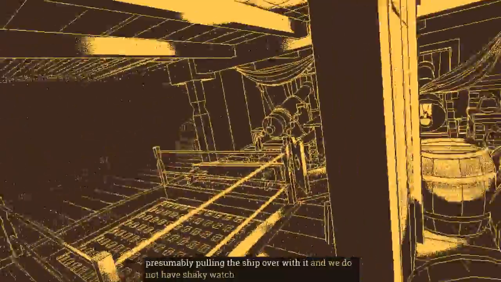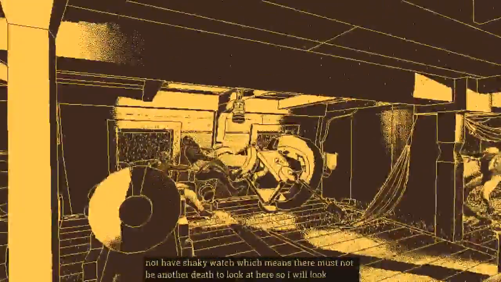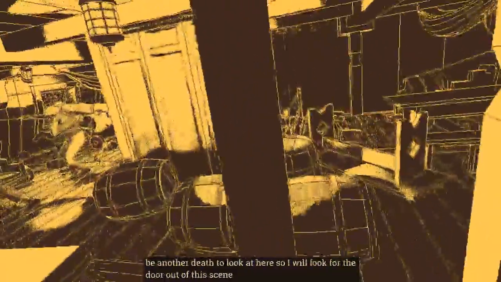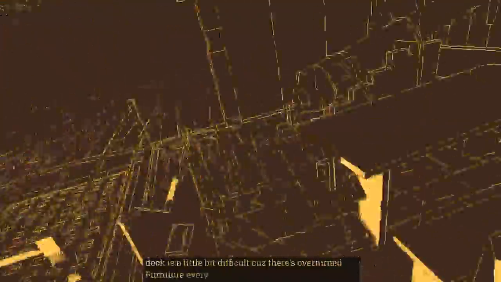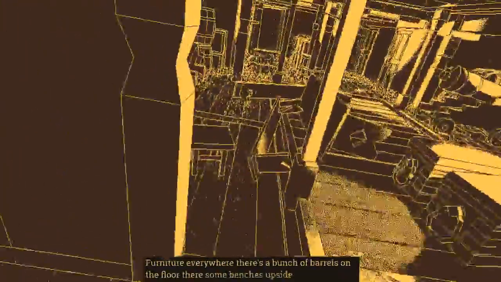And we do not have Shaky Watch, which means there must not be another death to look at here. So I will look for the door out of this scene. Wandering around this gun deck is a little bit difficult because there's overturned furniture everywhere. There's a bunch of barrels on the floor. There's some benches upside down. There's guns on the other side of the ship which aren't being used at all.